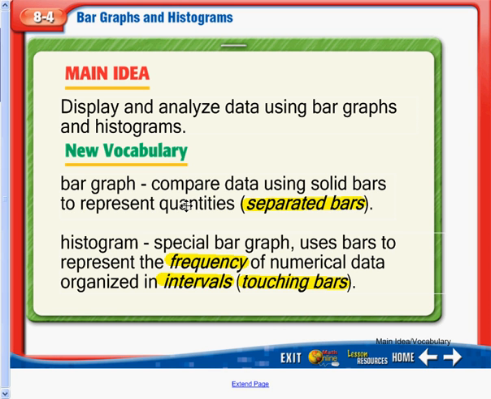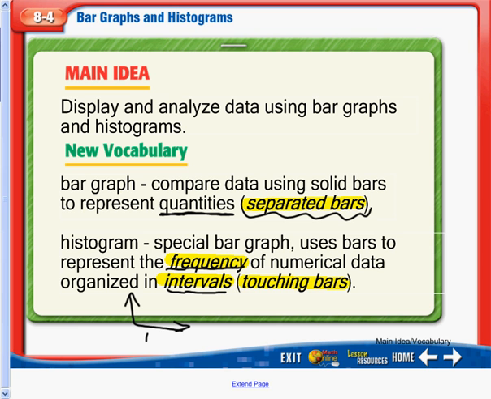So here in the vocabulary, of course, we have bar graph, which is comparing data using solid bars to represent quantities. So the main word here is quantities, and as we see highlighted here, the bars are separated in a bar graph. A histogram is a special type of bar graph which uses bars to represent the frequency of numerical data organized in intervals. Meaning, we're going to have an interval on the horizontal, so vertical would be the up, horizontal would be the right.